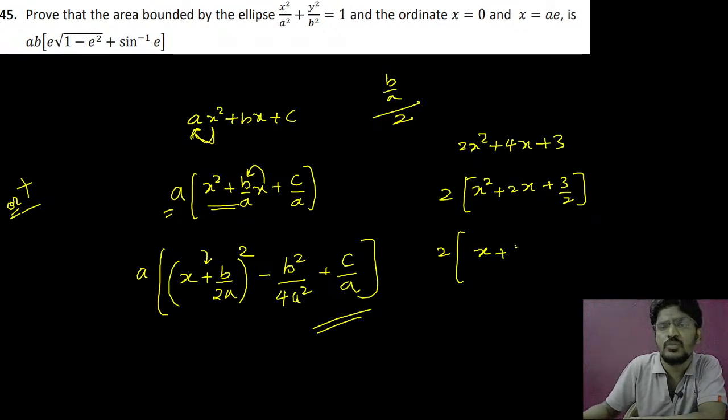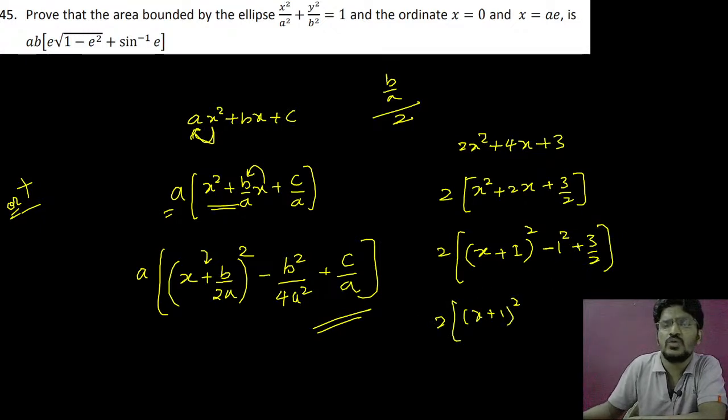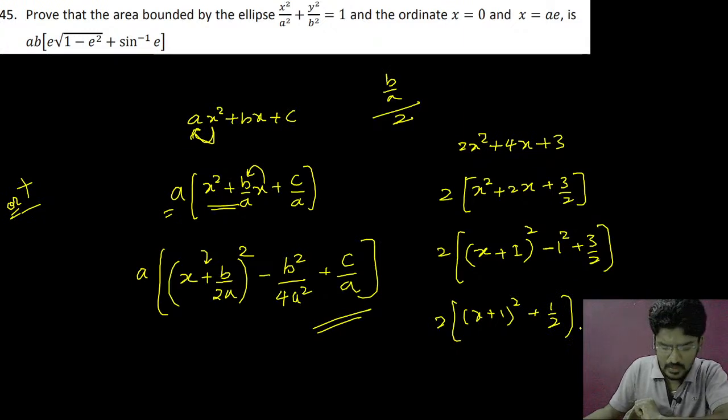So 2 by 2 will be 1. Put bracket, put square. Okay. So this term has to be squared and you have to take minus sign. Plus 3 by 2. Now you have to solve this. 2 times of (x plus 1) whole square, 3 by 2, 2 minus 2 plus 3 is plus 1. So plus 1 by 2. Like this you have to solve. Okay. So this is the technique to solve it.